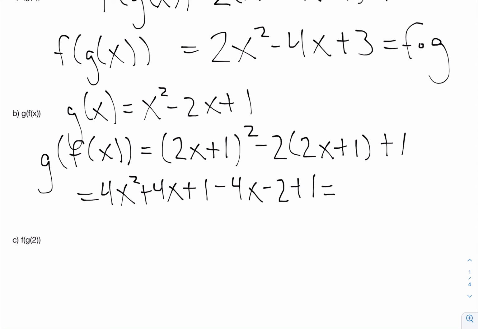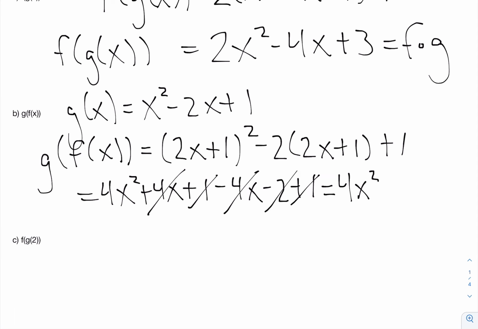So if we combine like terms here, we're going to get 4x squared as our only x squared term. And then we're going to get plus 4x minus 4x. Those are going to go away. Now we have plus 1 minus 2 plus 1. So that is also going to go away. So all that we're left with now, the 4x's cancel, and then we have plus 1, then we're subtracting 2, so that's gone.